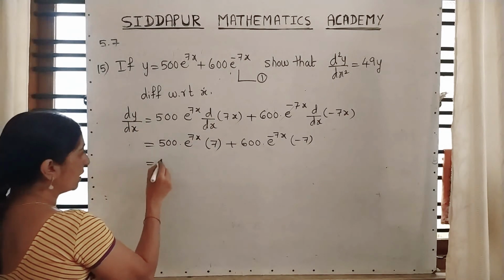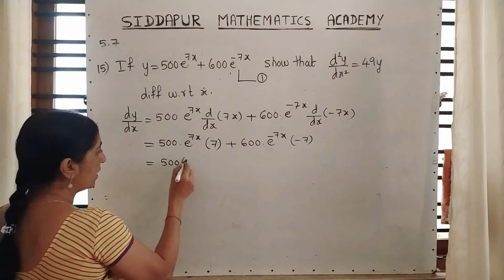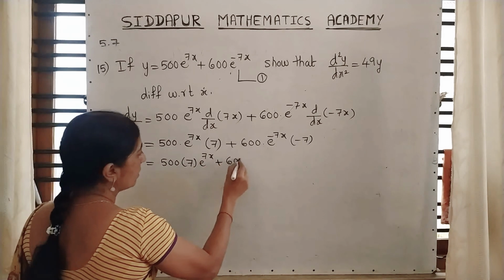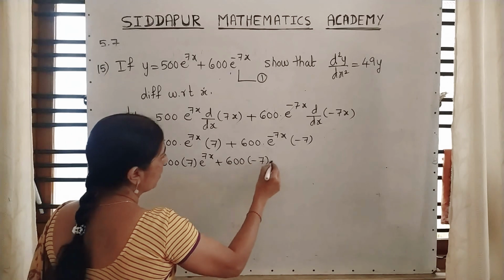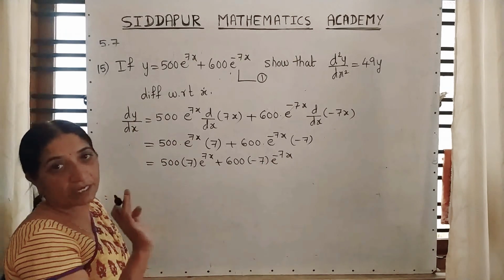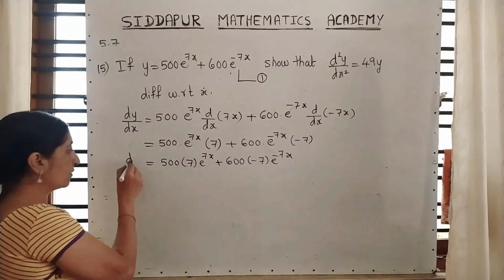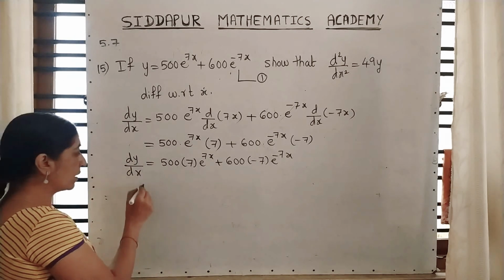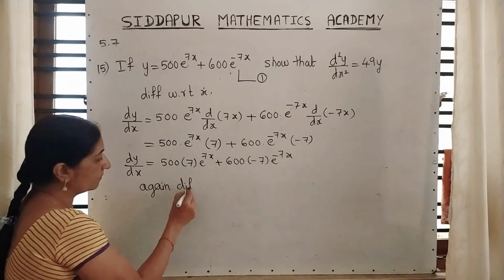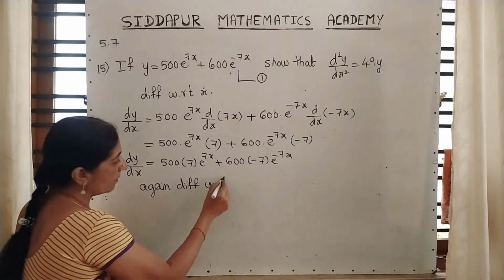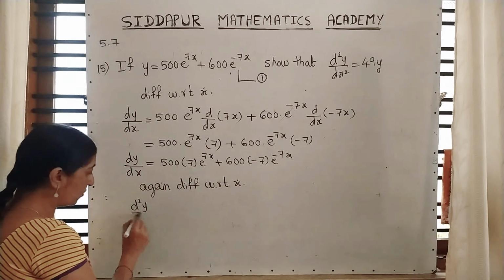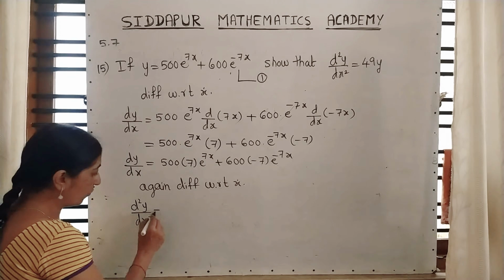And this I am writing as 500 into 7 e raised to 7x plus 600 into minus 7 e raised to minus 7x. See, I am not multiplying; I kept the number as it is. This is dy upon dx. Again differentiating with respect to x, this is d square y upon dx square.